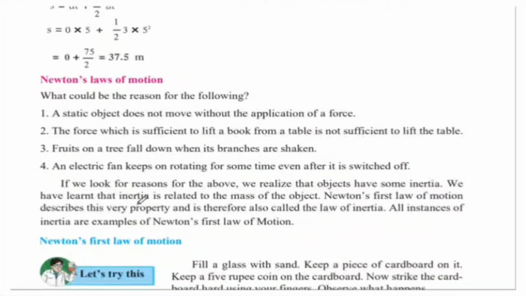We have learned that inertia is related to the mass of the object. Mass is exactly how much matter is in the object. Newton's first law of motion describes this very property and is therefore also called the law of inertia. So we will see what Newton's first law and Newton's other laws of motion are. All instances of inertia are examples of Newton's first law of motion. So all the examples that we saw above were examples of Newton's first law of motion.